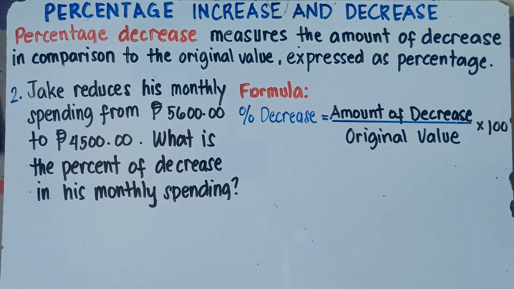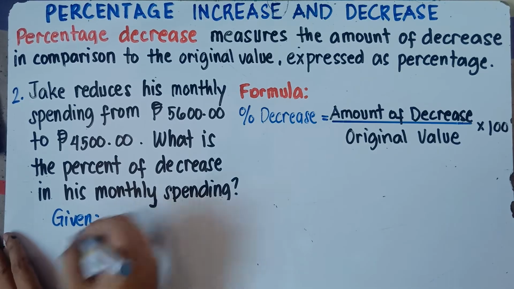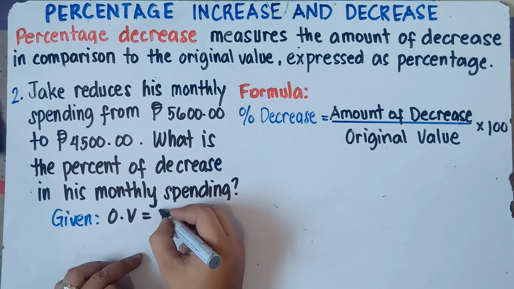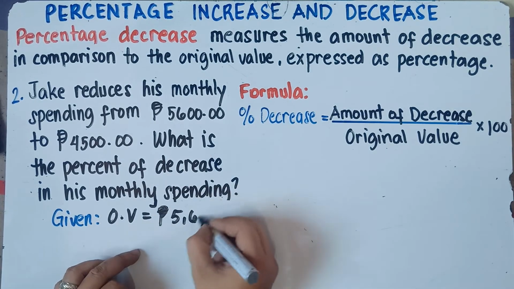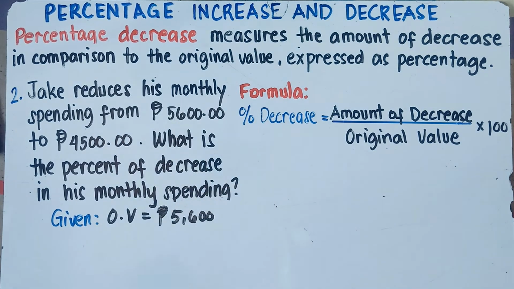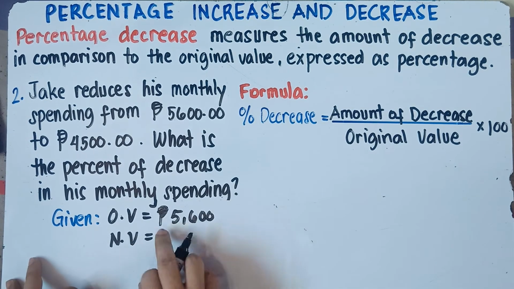Alright, let's have example number 2, class. Jake reduces his monthly spending from 5,600 pesos to 4,500 pesos. What is the percent decrease in his monthly spending? Once again, class, if you're dealing with problem solving, you understand the problem. Now, once you understand the problem, you write down the given. Given we have the original value, so I will just put OV, original value, that would be 5,600. Of course, we know that this is a percent decrease because Jake reduces his monthly spending from 5,600, it becomes 4,500. And the new value, that would be 4,500 pesos.